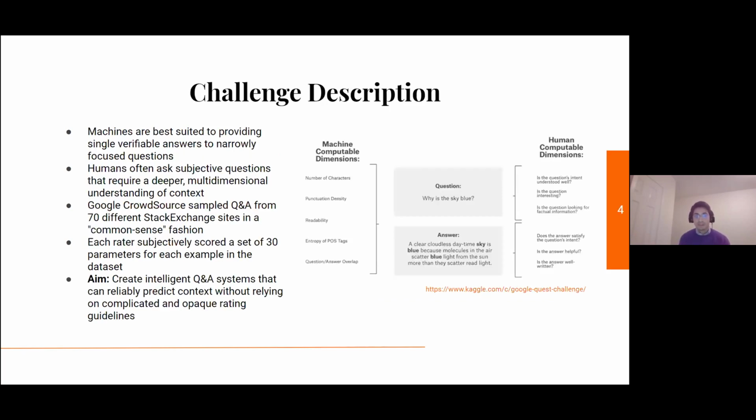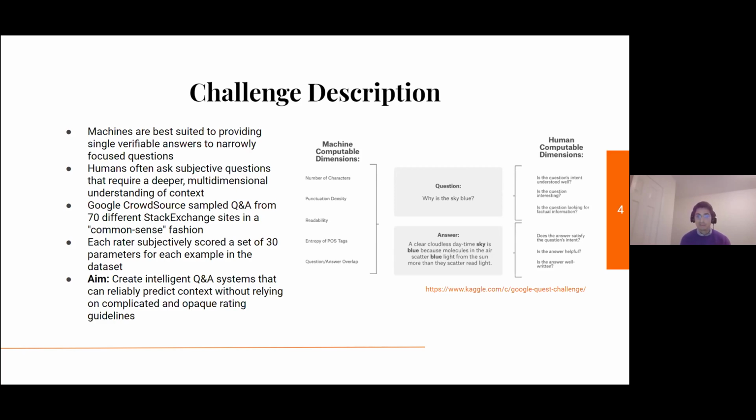So basically, this challenge was about humans versus machines. Machines require a specific domain area or a hyper-focused question in order to give a particular answer, while humans require more context, or a little bit more detail, to give a more multidimensional answer. So the metrics are quite different in terms of the way that humans and machines compute.